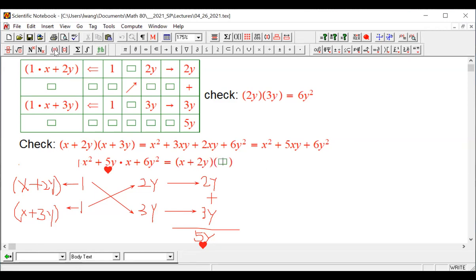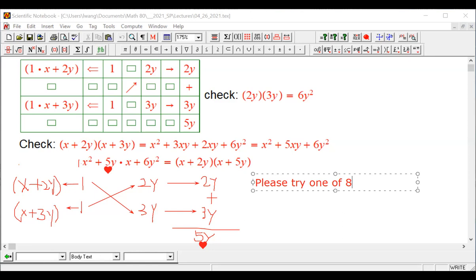Is this too easy for you guys? You guys are not responding to me. Is this too easy for you? I'm just going to give you 2 minutes to try one of 8, 9, 10. How about that? Okay, I'm going to give you 2 minutes. Please try one of number 8, number 9, and number 10. I'm just going to refill my cup. I will be right back.